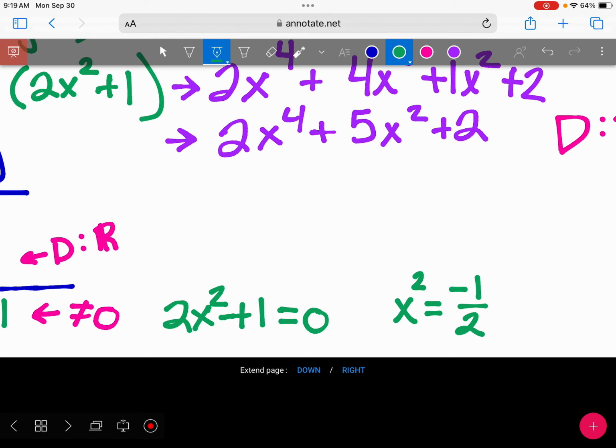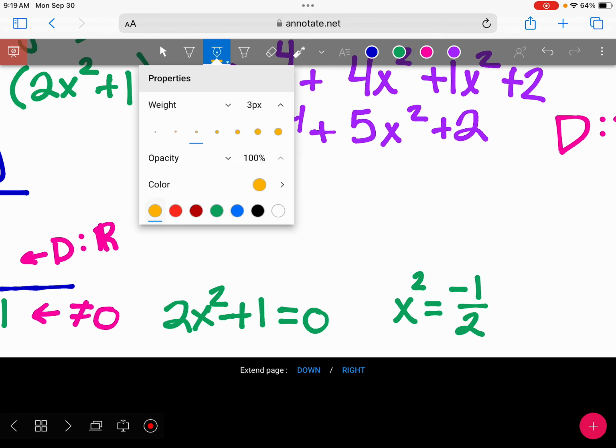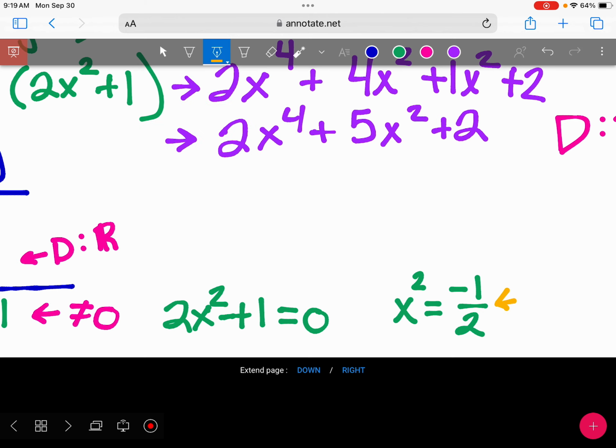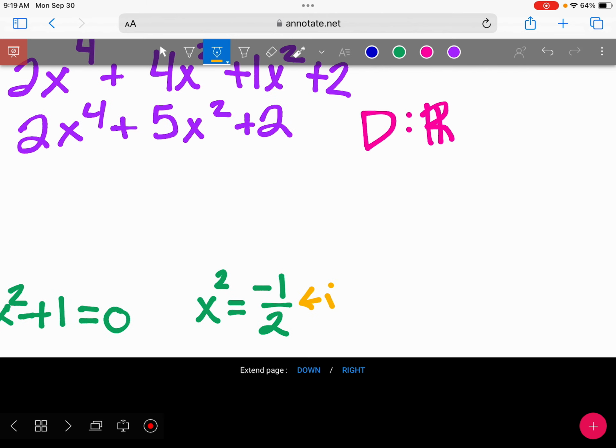Because if I square root that, what are we going to get? An imaginary. So does this parabola ever equal 0? This gives us imaginary roots. So does it ever have real roots? No. So it never is going to equal 0.